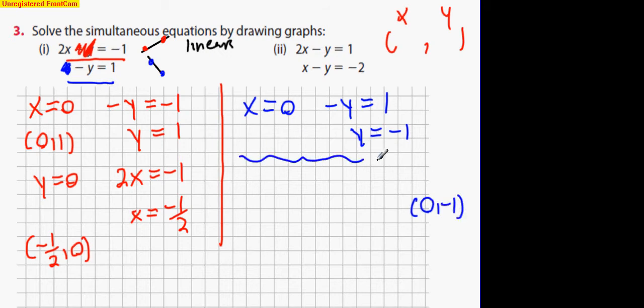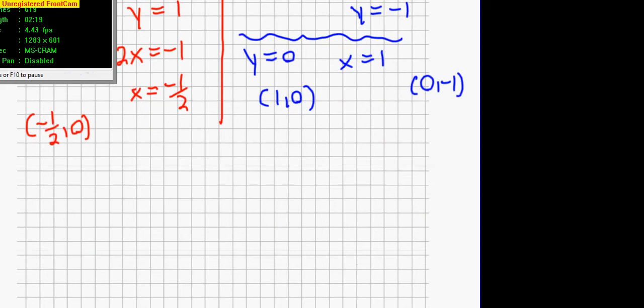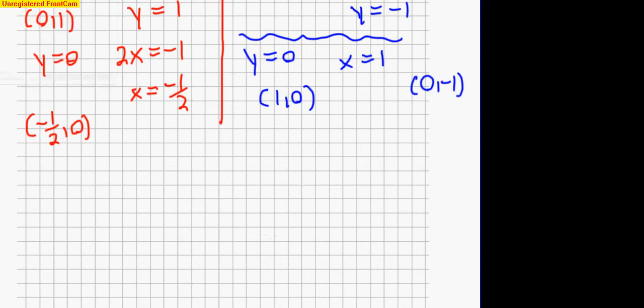The next thing we're going to do is put y equals 0. Then you're basically blanking out the y. And this will mean x equals 1. This point here is the point 1, 0. Okay. Now there's nothing left to do but draw the graph.